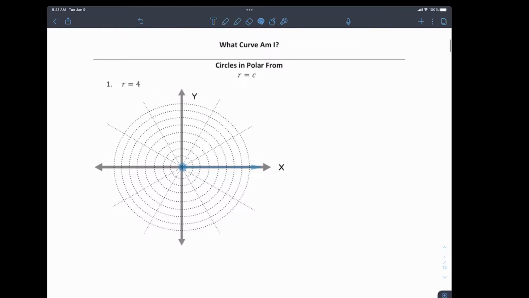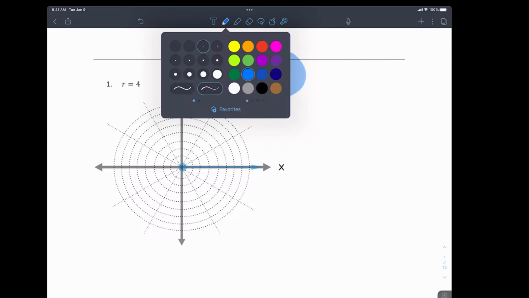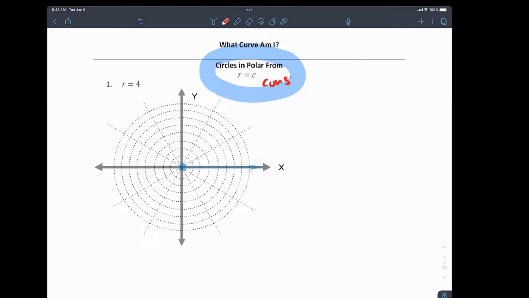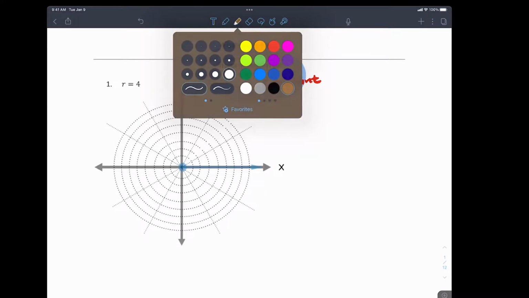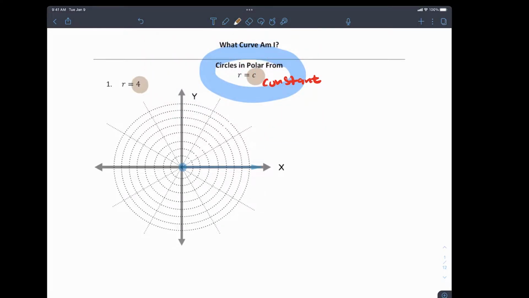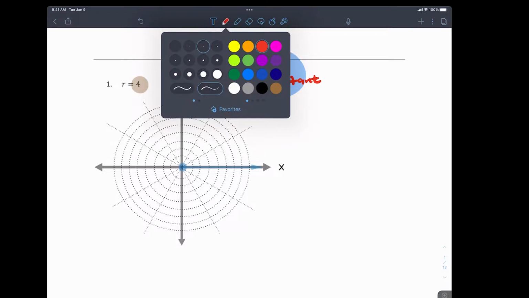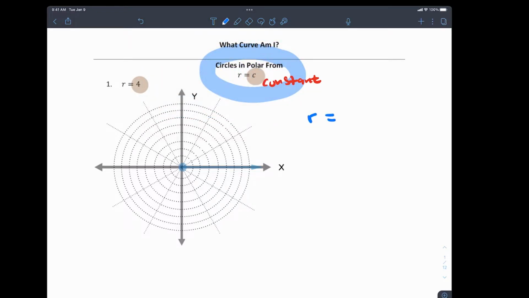So if I say to you, okay, we got circles. It's probably good for you guys to know this. You know what c is? c is a constant. So if you ever have r equals a constant here, c is a constant, r is 4. You want to know what curve that is? Because they're saying, what curve am I? Let me share with you guys what happens when r is a constant.